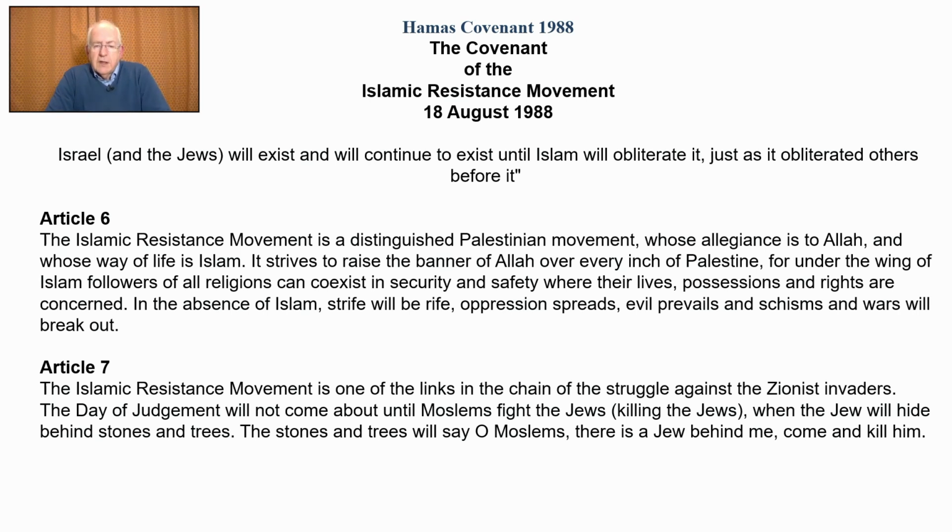Article 7 says: "The Islamic Resistance Movement is one of the links in the chain of the struggle against the Zionist invaders. The Day of Judgment will not come until Muslims fight the Jews, killing the Jews, when the Jew will hide behind stones and trees. The stones and trees will say, 'O Muslims, there is a Jew behind me, come and kill him.'"